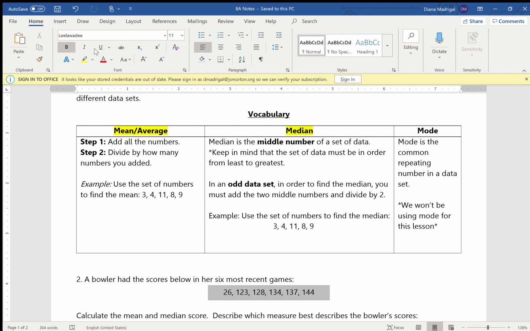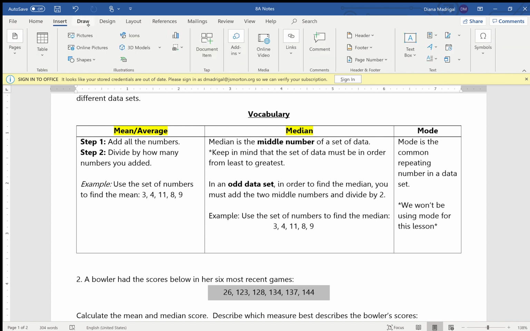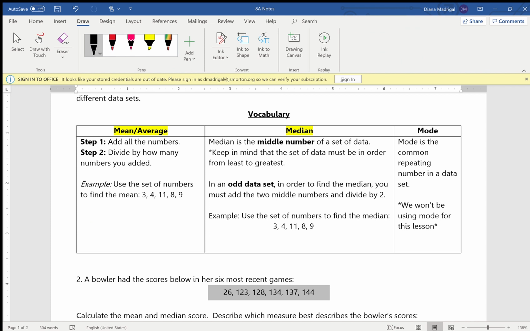So for example, use a set of numbers to find the mean. Okay, I have 3, 4, 11, 8, and 9. That means I'm going to add 3 plus 4 plus 11 plus 8 plus 9.